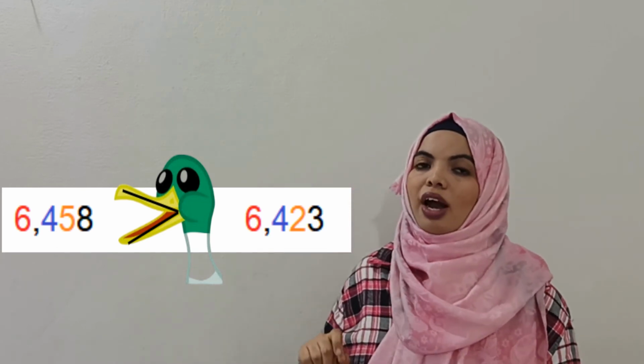So whenever you are given a question on comparing numbers and you get confused between the symbols, you just need to identify the largest number first. Open the bird's mouth toward the largest number. Automatically the smaller number will have a closed mouth.